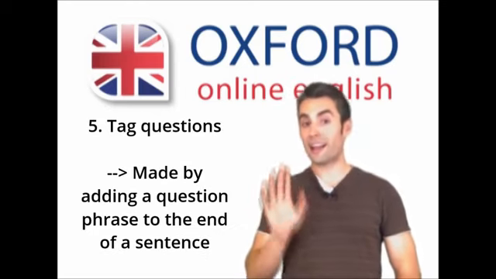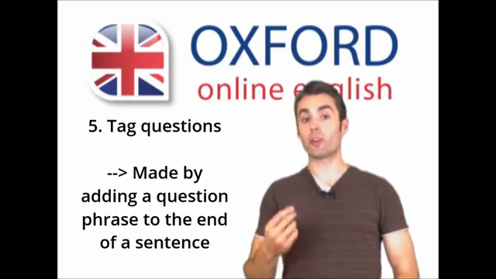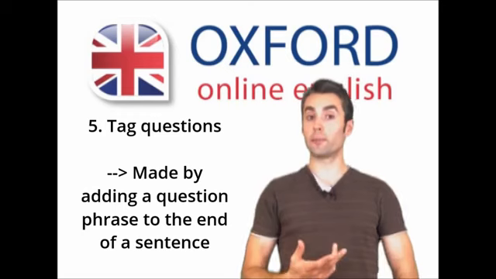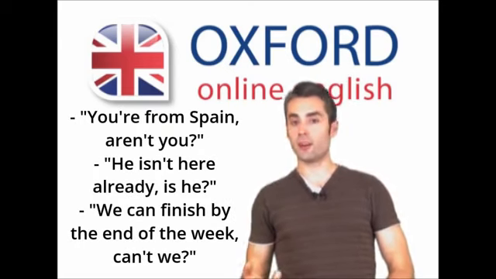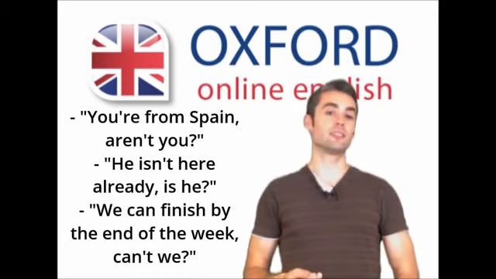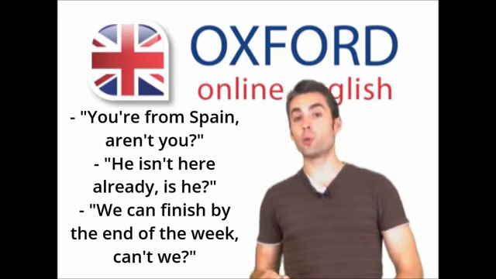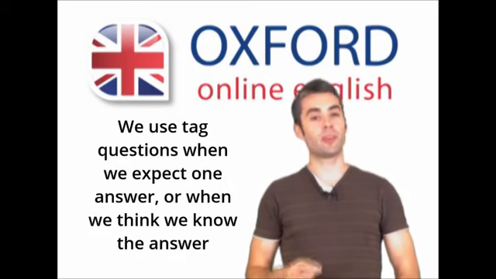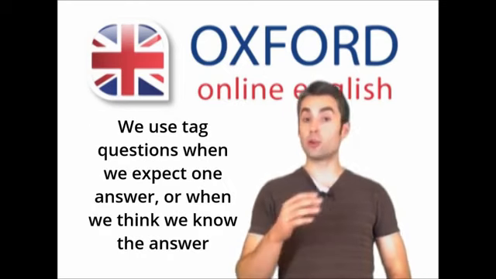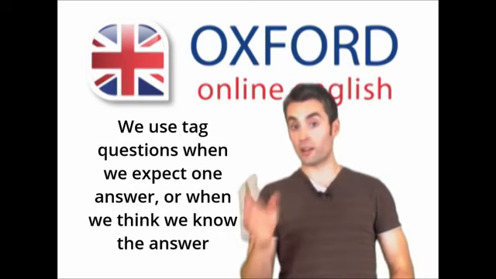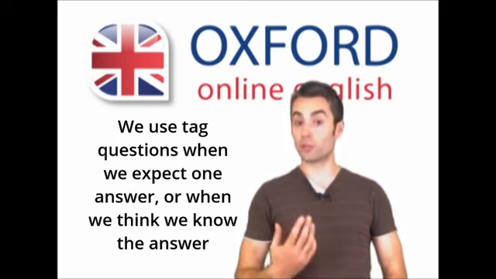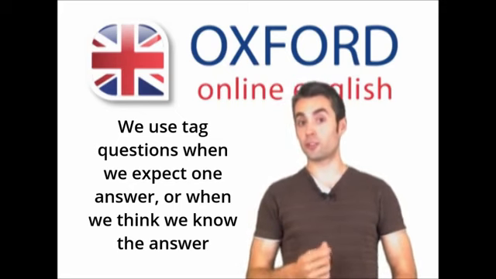Number five is tag questions. Tag questions are made by adding question words to the end of a normal sentence. For example, you're from Spain, aren't you? He isn't here already, is he? We can finish by the end of the week, can't we? Tag questions are used when you think you know the answer to the question, or when you're expecting one answer more than others. We've already made a full lesson about tag questions, so if you want to learn about this in more detail, I suggest you watch this video.